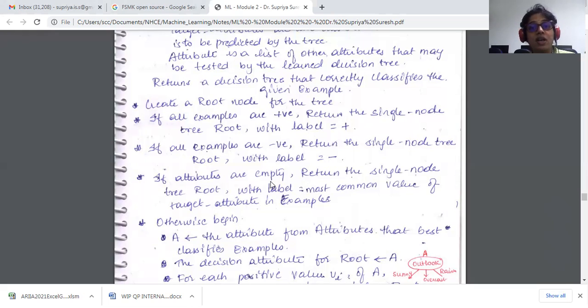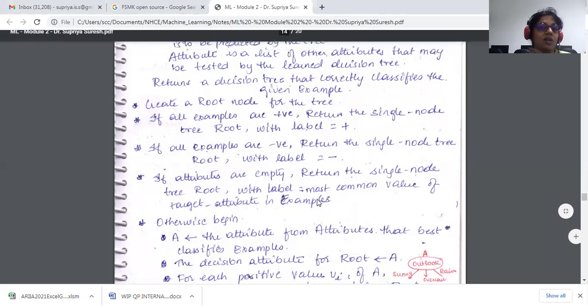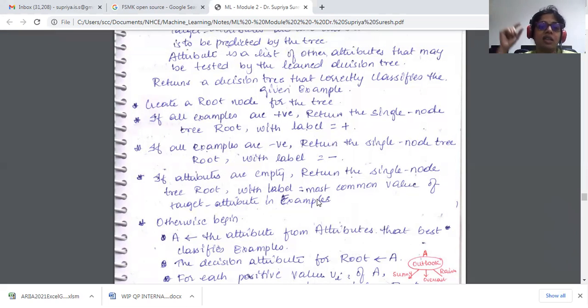If the attributes are empty, return the single node tree root with the label most common value of the target attribute in the examples. If the entire set of attributes is empty, like the temperature, the outlook, the windy, or the humidity, the four parameters, whichever has most commonly occurred, we are going to take that attribute from the examples and give it as the root node.